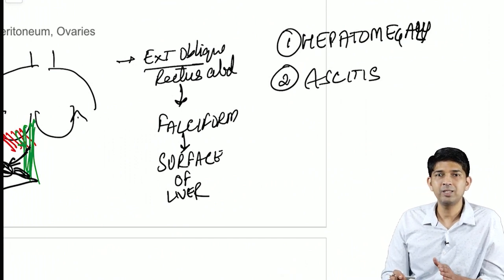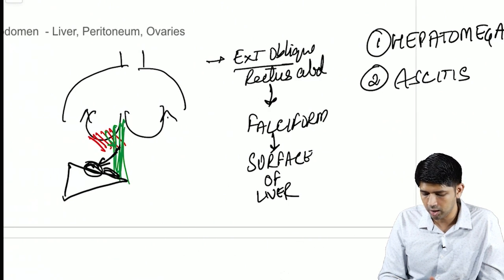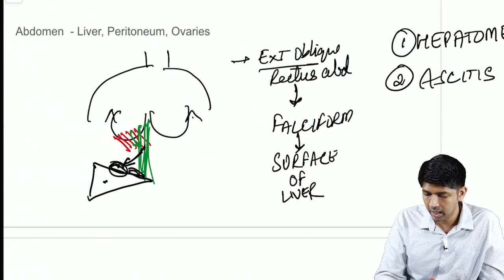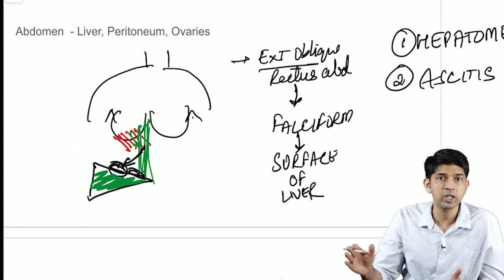Okay. Please note, jaundice is not a symptom at this point of time because it has not caused anything to the parenchyma. Alright. The parenchyma of the liver is intact. So nothing has happened to the parenchyma. Whatever is happening is on the outside of the liver.